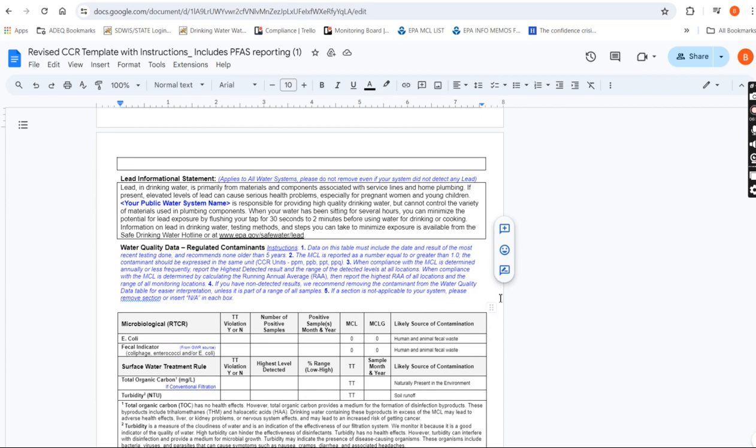For the lead information statement, this is required whether or not your system detected any lead in the water. So you need to include this statement verbatim and make sure that you insert the name of your public water system in here.